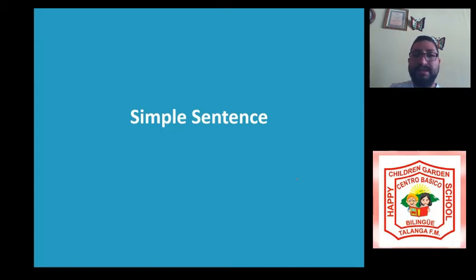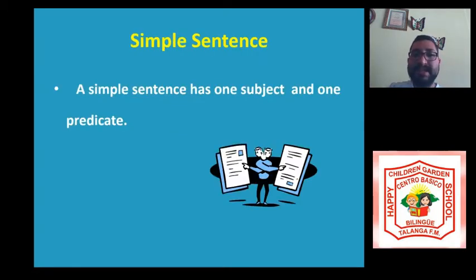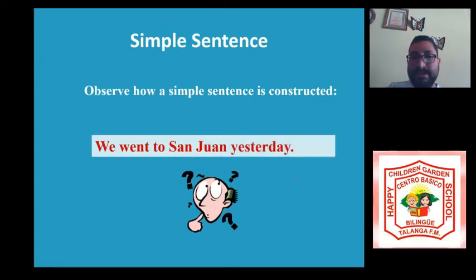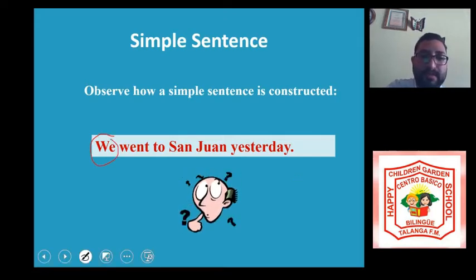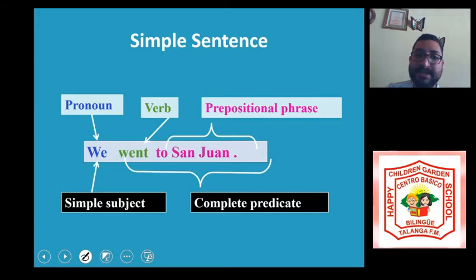So let's analyze the simple sentence. A simple sentence has one subject and one predicate. We went to San Juan yesterday. The subject in this case is we, and the predicate is went to San Juan yesterday. The verb of this predicate is went. So this is a simple sentence. See, we have pronoun, verb, and prepositional phrase or complement. Remember, we already copied this in class.